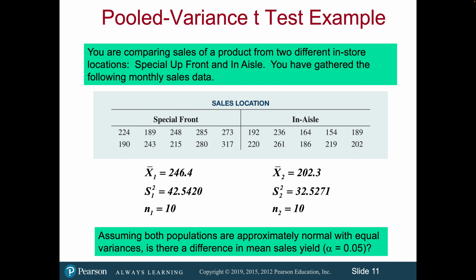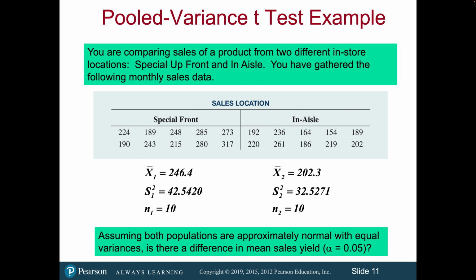So let's just see how one would happen. Here we have sales, and it looks like we have different places that a product has been placed in the store. They have one in a special front, and then one in the aisle. We take the mean of both, so 246.4 in the special front and 202.3 in the aisle. Now, people that know nothing about statistics will say, well, special front did better than in aisle because 246 is bigger than 202.